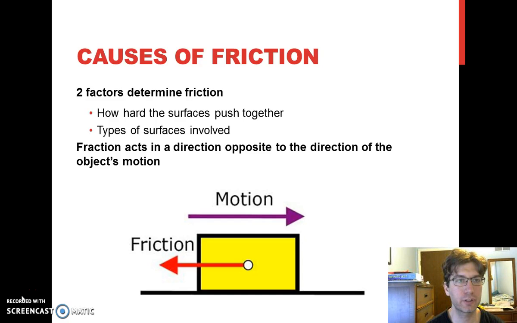There are two causes for friction. The cause of friction is just surfaces rubbing on each other. The two factors are how hard those surfaces push together and what types of surfaces are involved. The biggest thing to note here is that friction is always going to oppose direction. So if I have this block moving on a surface, the friction between the ground and the block is going to want to slow that object down in the opposite direction that motion is. So friction and motion are always going to be countering each other.